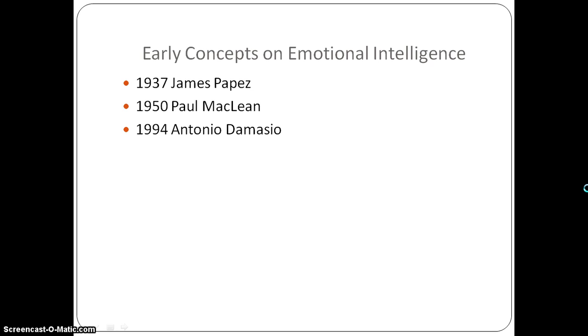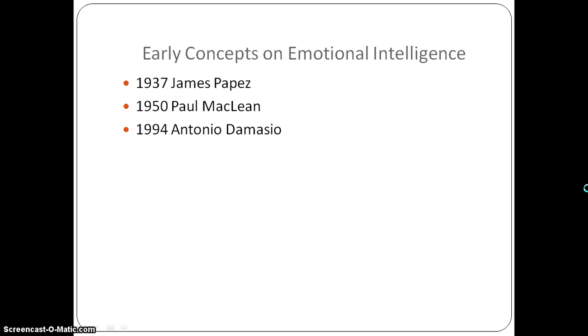So back in 1937, there was a professor named James Papez who had theorized that emotional responses were involved with certain parts of the human brain. And of course, back then, they didn't have the type of technology that we have today. But he did come up with 4 brain areas that he felt were responsible for emotional responses.